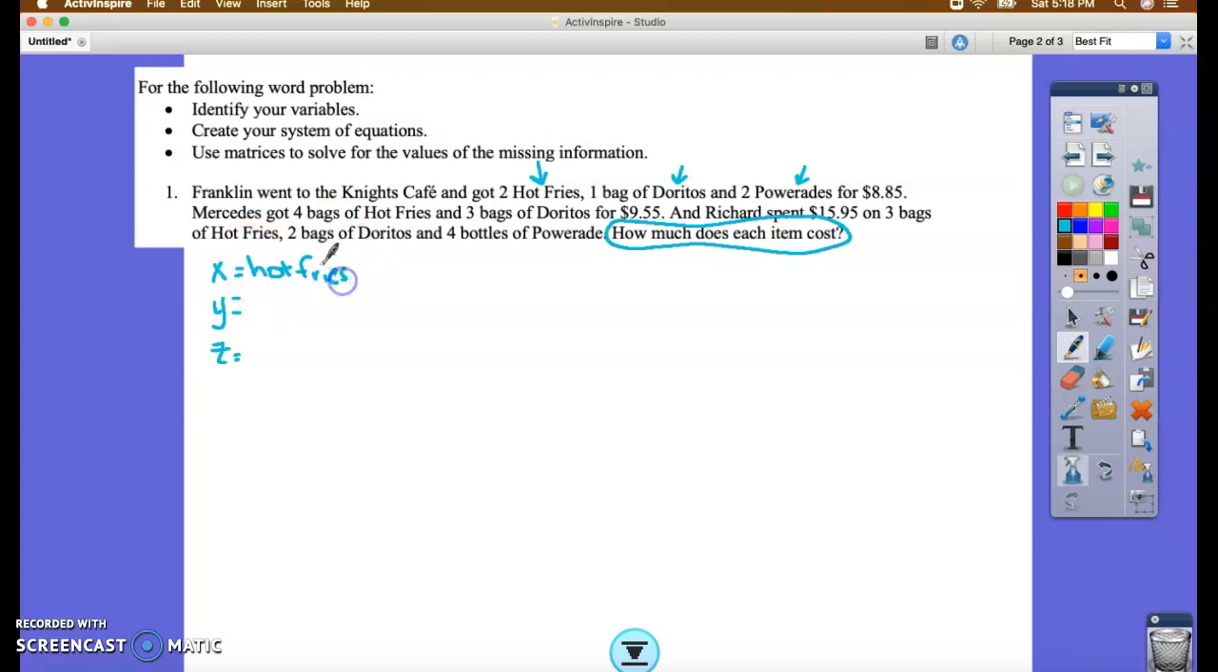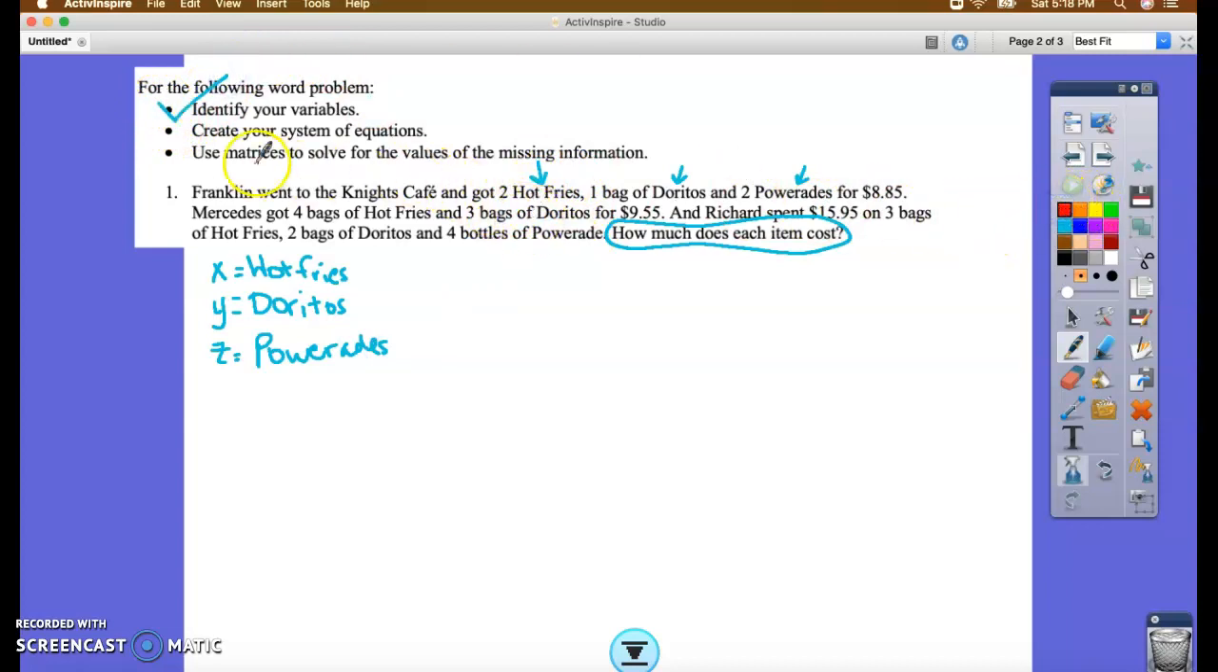I guess I should have capitalized that. Y is going to be Doritos. It's going to bother me. And Z is going to be my Powerades. I always put S in it, I don't know why. All right, so we're going to break it down. We've identified our variables. Check 1, done.